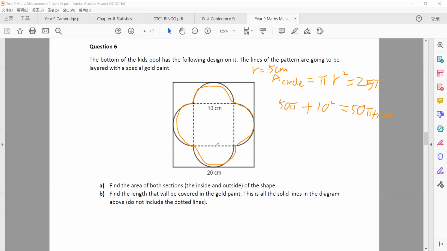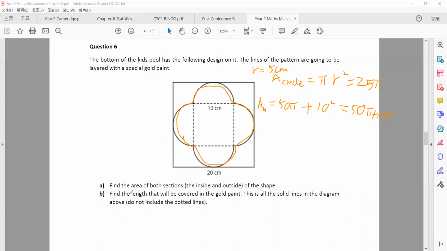And for outside, that would be much easier. We just use the big square. So that's 20 squared. You minus the area inside. So area outside will be the area of the outer square, which would be 20 squared, minus the area inside. So that would be your first question.